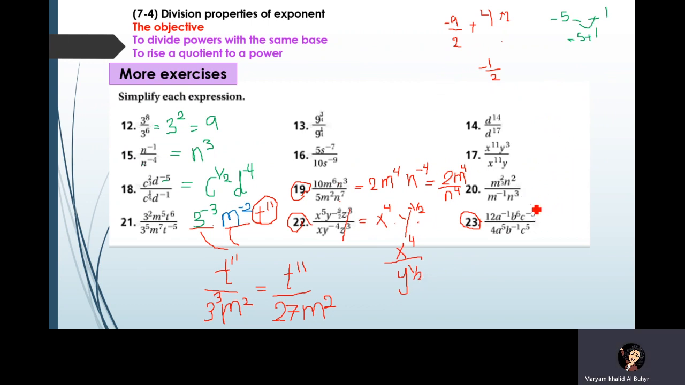Last thing that I will do with you, this one. So I'm going to work on it here. So 12 over 4 is 3. A to the power minus 1 minus 5, so a to the power negative 6. B to the power 6 minus minus 1, so it will be 6 plus 1, so b to the power 7. C to the power negative 3 minus 5, c to the power negative 8. I understand what to do with this one and leave the others up. So 3b to the power 7 over a to the power 6, c to the power 8.